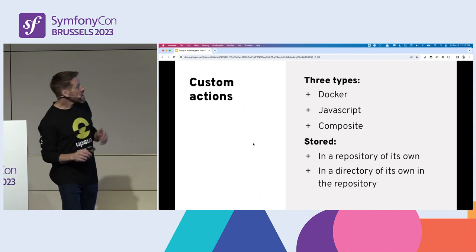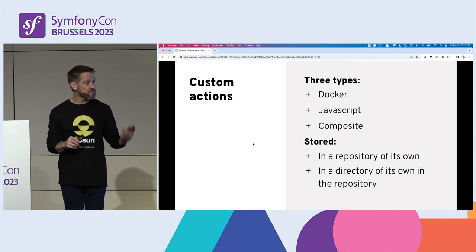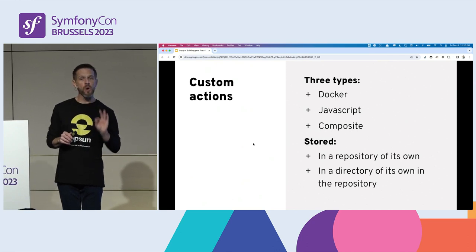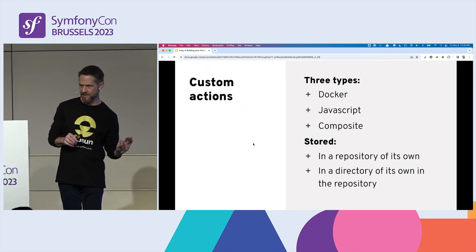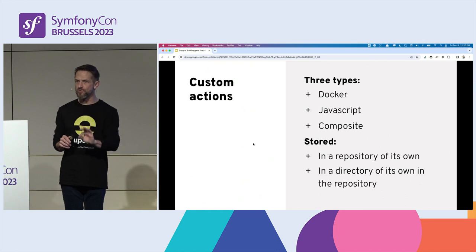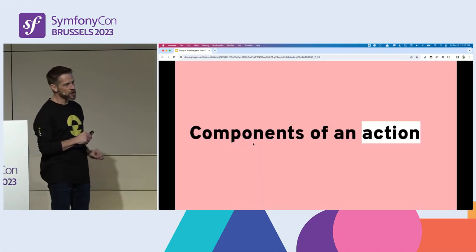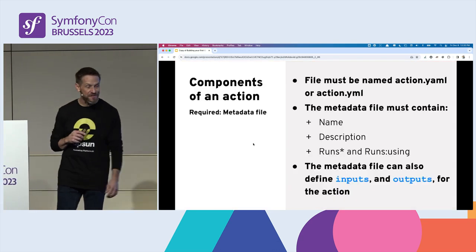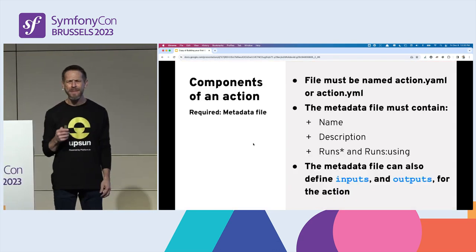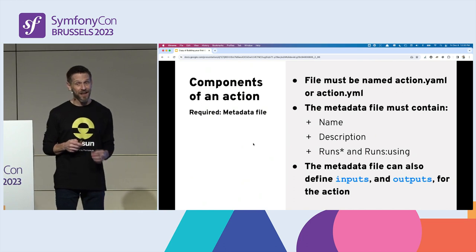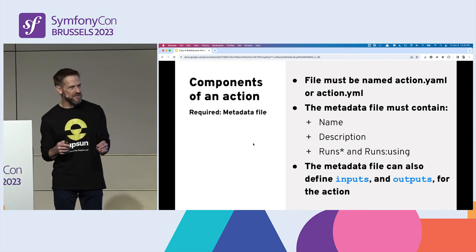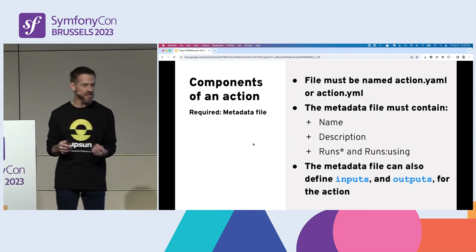Now, the actions themselves must be stored in a repository all by themselves, or if you want to store them in an existing repository, they have to be inside their own directory. Now, there are some pieces and parts of actions that you have to have, and the first is they all have to have a metadata file. That metadata file has to be a YAML file, and it has to be named action, and it must be stored in the root of the repository or the directory where your action is being stored.